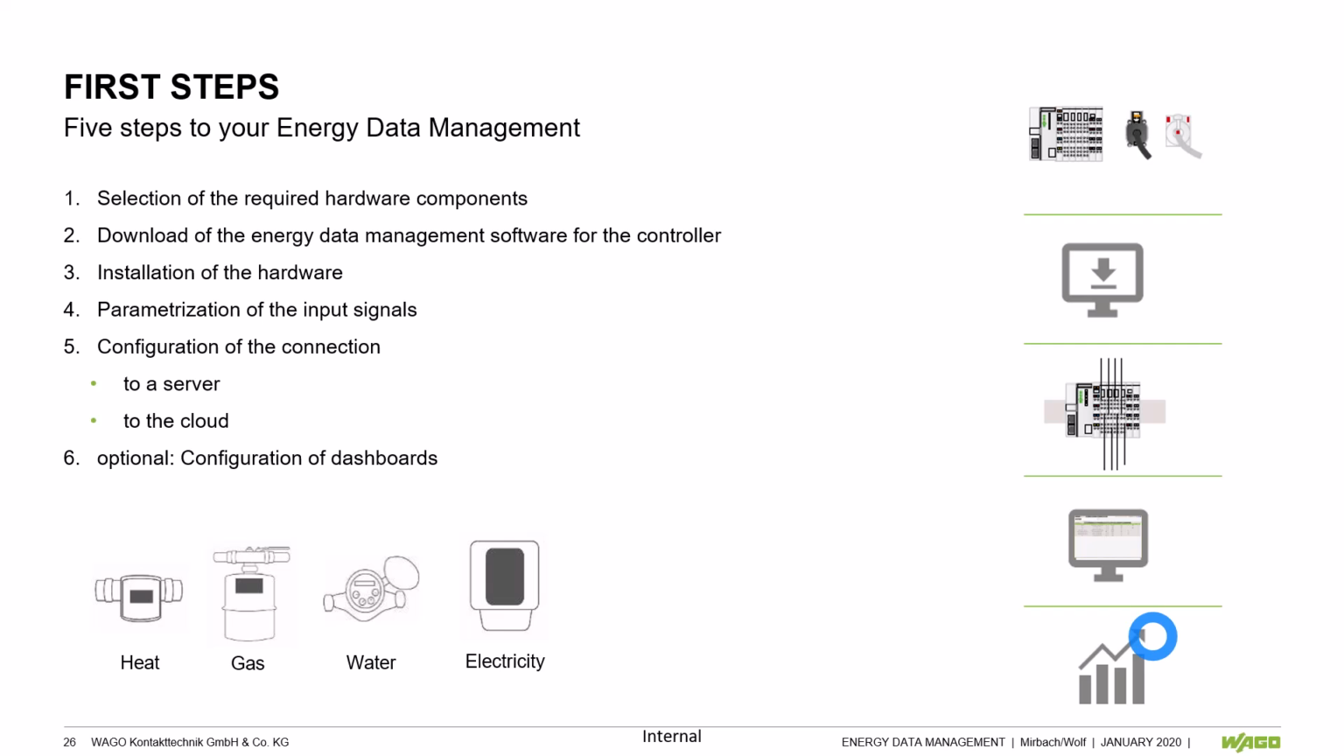The next question is how we can work with this application. You can download this application for free from the WAGO download center. There you can find the application and download it. Every application of WAGO, also EDM, Energy Data Management, can be used 30 days for free without a license. But for permanent use, you need a license. You have to buy the license and download the license.